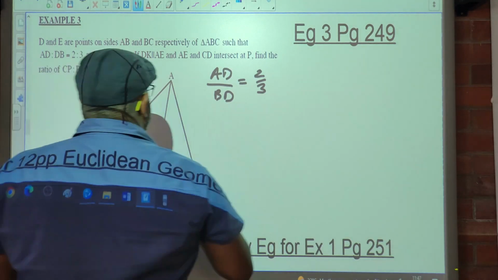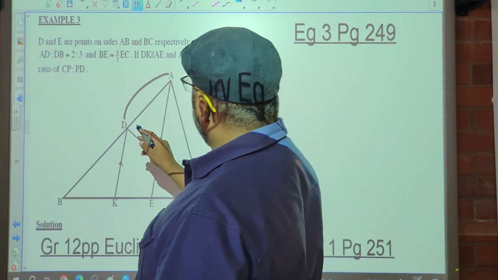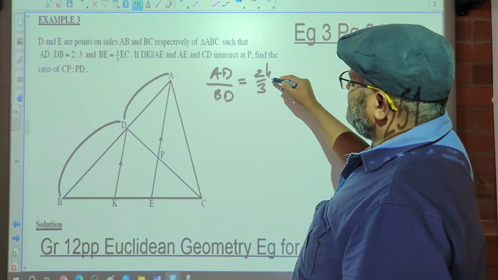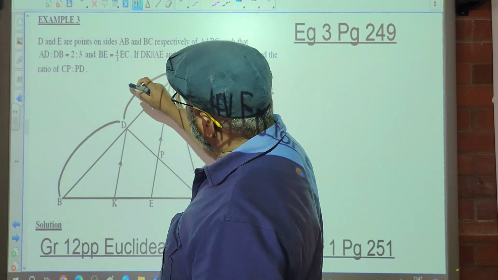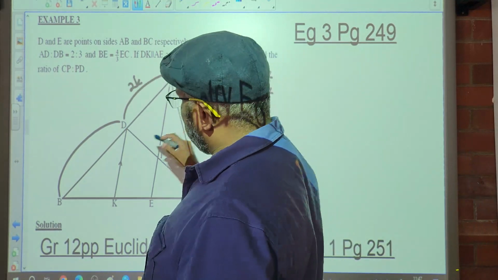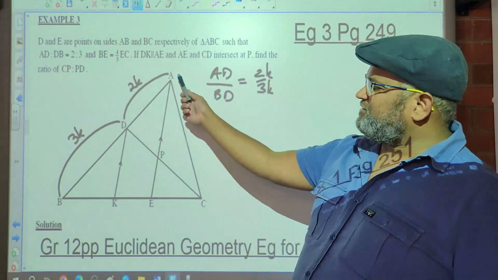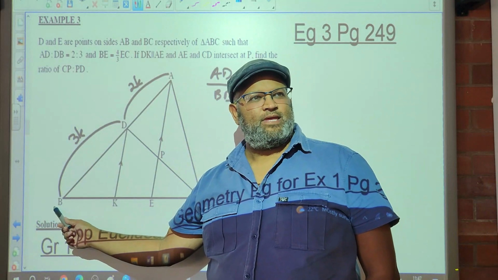Okay. So AD is to BD. Now what we're going to do is we're going to introduce a K for the K factor, the product factor. So that's going to be 2K and BD is 3K. So what is the length of AB? In terms of K, it's going to be 5K. You all agree with that?